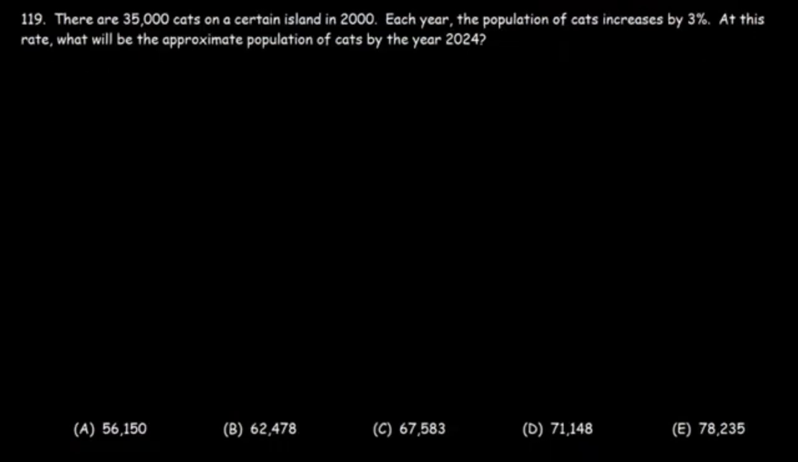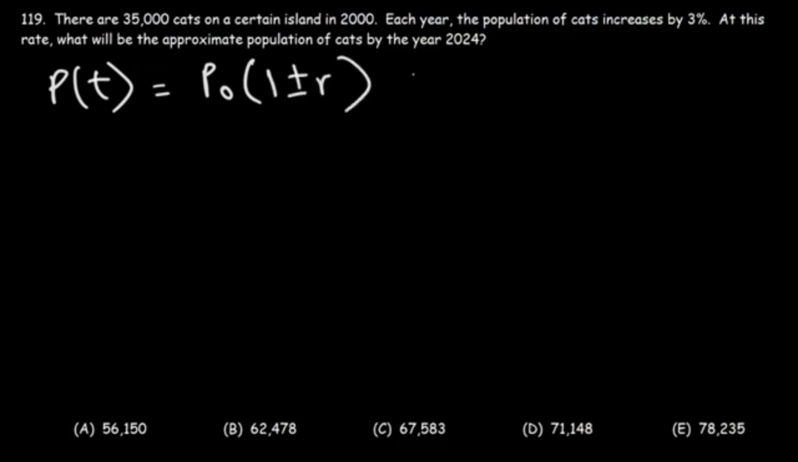Number 119. There are 35,000 cats on a certain island in 2000. Each year, the population of cats increases by 3%. At this rate, what will be the approximate population of cats by the year 2024? Well, let's find out. So let's write a formula. Let's say the population with respect to time is represented by the function p of t. Now, this is going to equal the initial amount times basically 1 plus or minus r raised to the t, where t is in years.